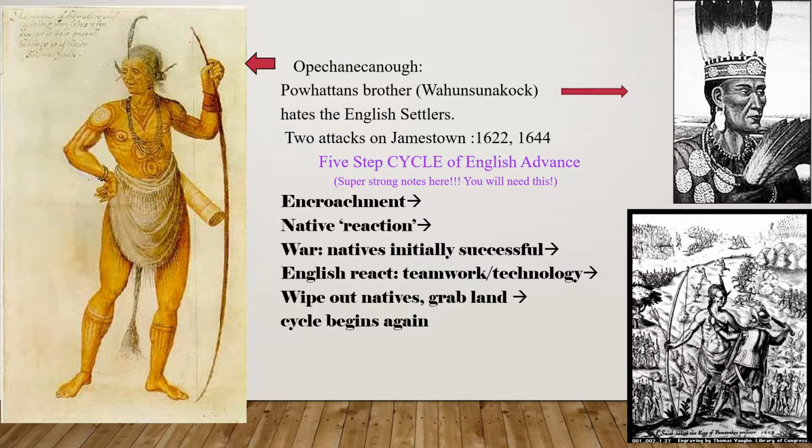The next step in this cycle is a Native American reaction. Now I have reaction there in quotation marks because I want to use reaction as a very broad phrase. A reaction may take many different forms. For example, in 1675, King Philip Metacomet's reaction to the English getting too close is to go try to make a deal with other Native Americans. We will talk about that.